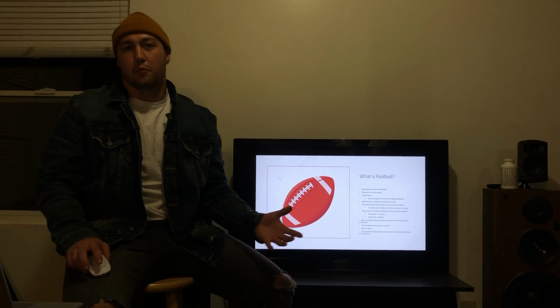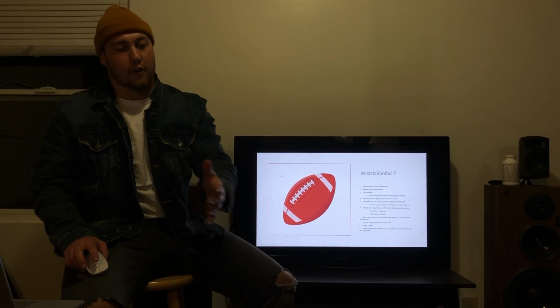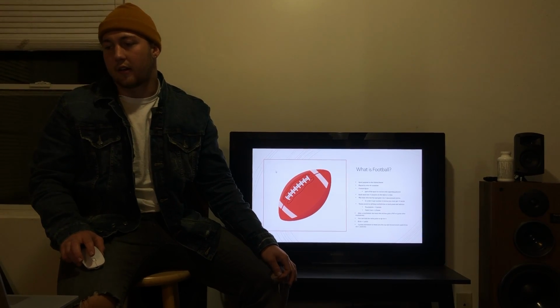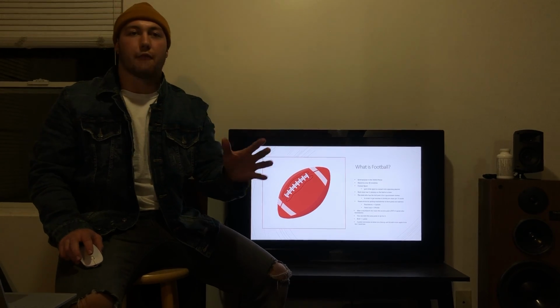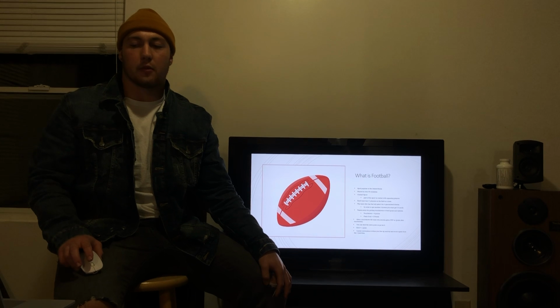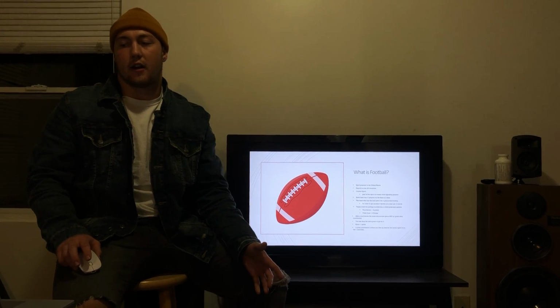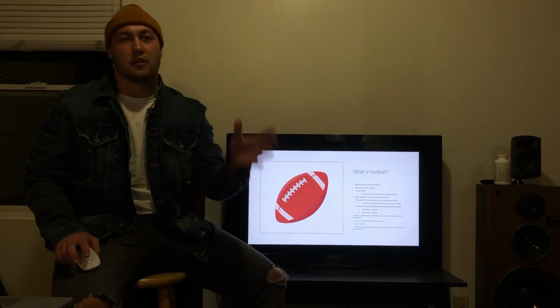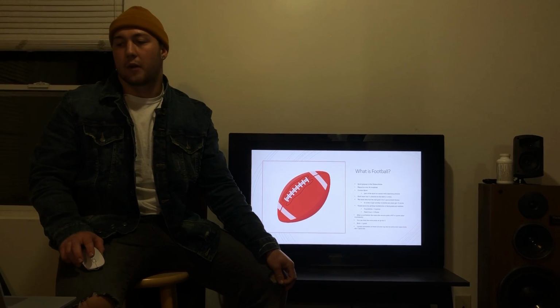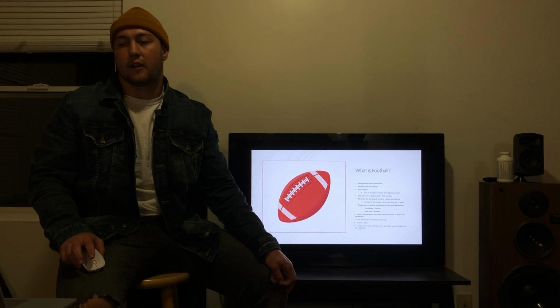Each team has 11 players on the field at a time, 11 on offense, 11 on defense, or on the kicking team and the receiving team. The offense gets 4 guaranteed downs when they get the ball. In order to get a new set of downs, you must go 10 yards, and then you get a first down, and you have 4 more after that.